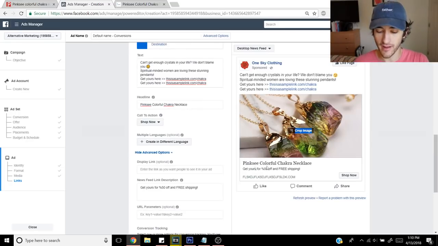So we just come over here and I just added this. I forgot to put it in earlier, so I named it Pink Sea Colorful Chakra Necklace, and then get yours for 50% off and free shipping. And that works perfectly fine. That's how I run all my advertisements, and they convert really well. You just put the name of the product and then a call to action right here. And you're just going to run this a ton with a bunch of different audiences, and I'm going to show you my creation of a few different audiences in the next part.